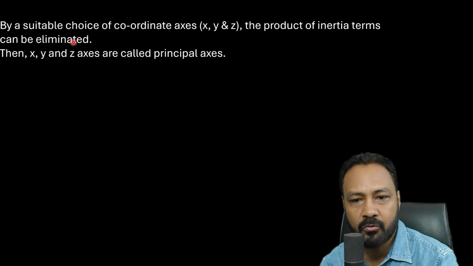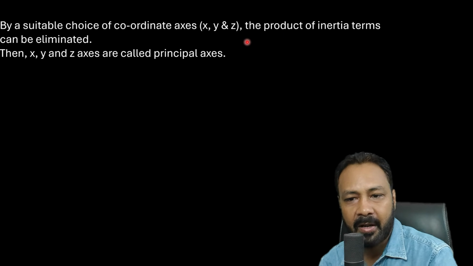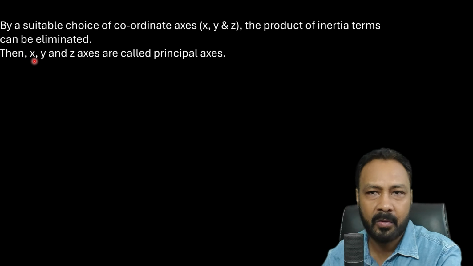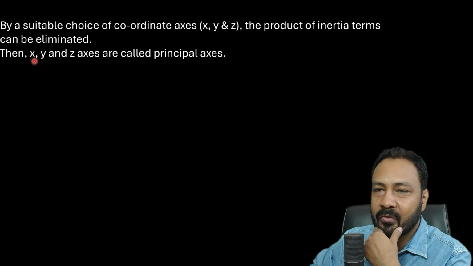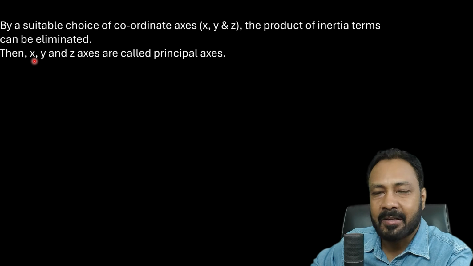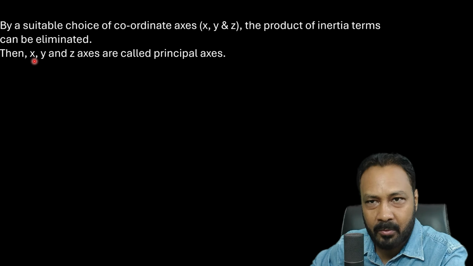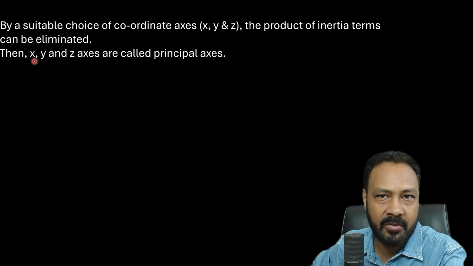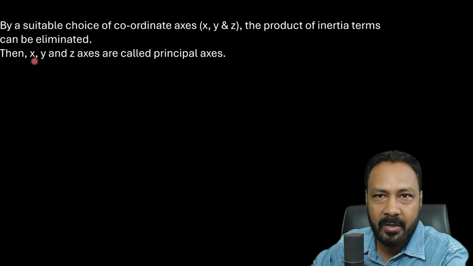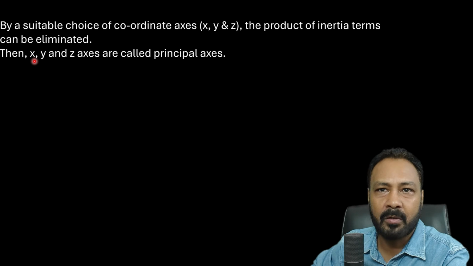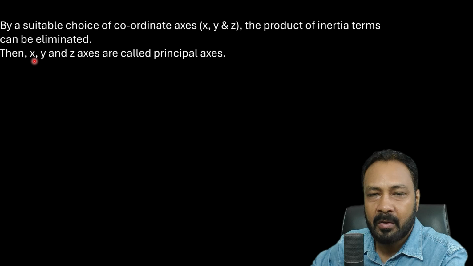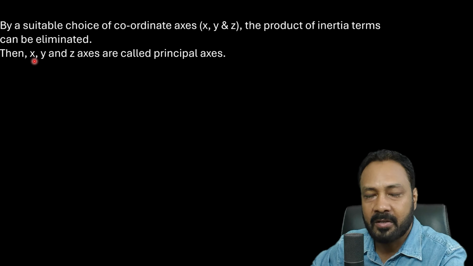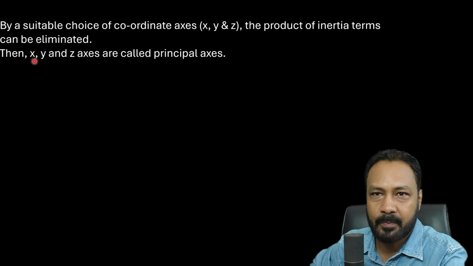So by a suitable choice of coordinate system, coordinate axis, the product of inertia term can be eliminated. Suppose I choose a new x-axis, y-axis, z-axis, not necessarily the same as your original x, y, z-axis, and by that choice I have made the product of inertia terms 0. Then these axes would be called principal axes.